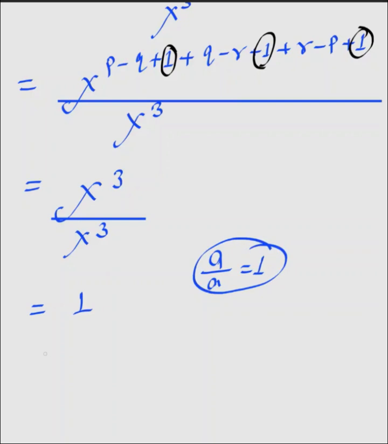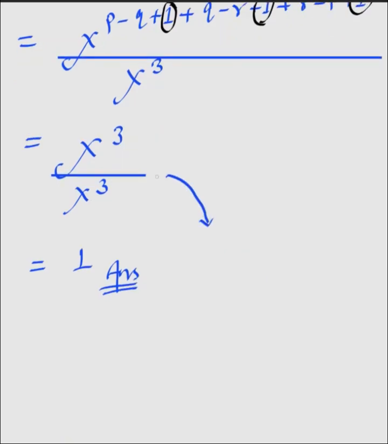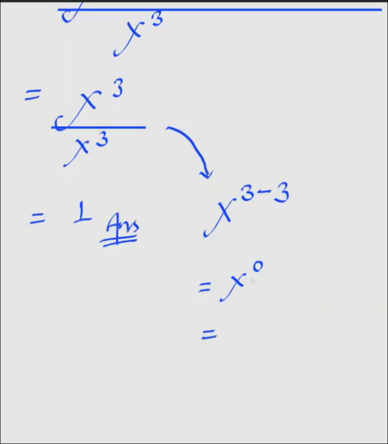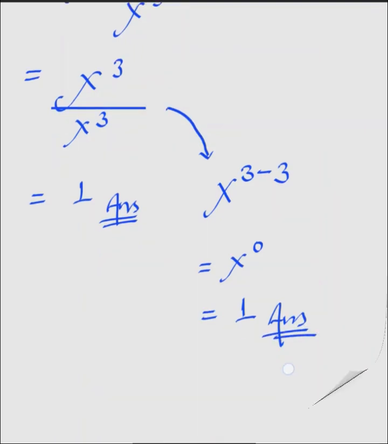But also, let's solve it a different way, with the law of indices. So this is one answer, it's okay. But how can we solve in another way using law of indices? This is divide, right? So this and this base are same, in between the base there is divide, right? So what we can do, x power 3 minus 3 is equal to x power 0. So anything power 0 is always 1. This is also the answer. Let's see question number 3.